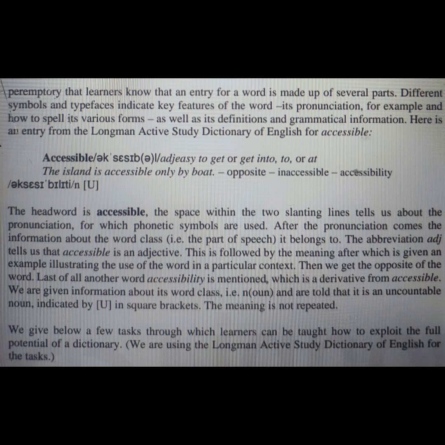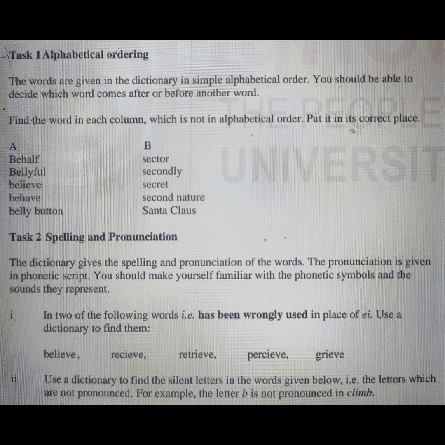We give below a few tasks through which learners can be taught how to exploit the full potential of a dictionary. We are using the Longman Active Study Dictionary of English for the tasks. Task 1: Alphabetical ordering. The words are given in the dictionary in simple alphabetical order. You should be able to decide which word comes after or before another word. Find the word in each column, which is not in alphabetical order. Put it in its correct place.